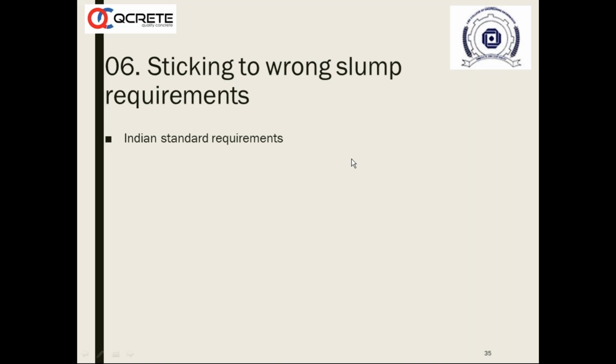Sticking to wrong slump requirements is another precaution that you have to take. The Indian code says 100 plus or minus 25 mm. So if you stick to 100 plus or minus 5 mm, it is difficult to produce the concrete like that. Only in earlier days was slump regarded as a direct measure of water cement ratio. It is not like that. With the advent of many new superplasticizers and chemical admixtures, we have very good products which can give high slumps at low water cement ratios. So you cannot link the water cement ratio directly to slump.